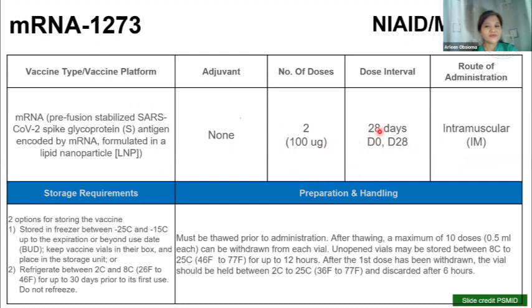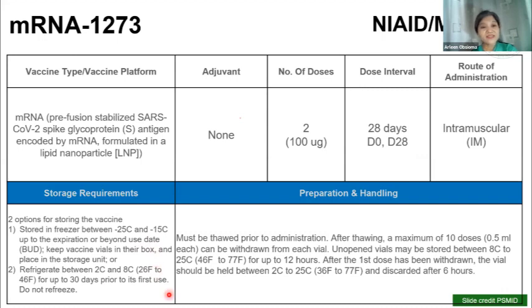The difficulty with this is that it needs to be stored in a freezer at negative 25 to 15 degrees. So this is not available in Cagayan de Oro. The plan when the Pfizer vaccine arrives in the Philippines was to give it to Manila, Davao, and Cebu, because these are the places where freezers that can store the vaccine at these temperatures are available.